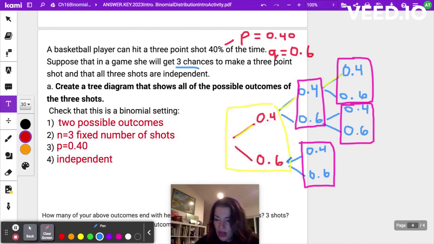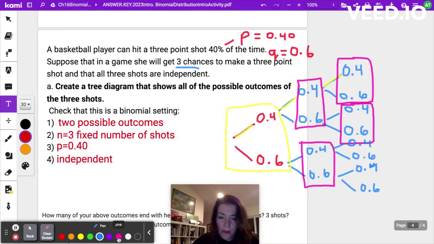So she misses the first shot. If I follow this, that means she makes the second one, and this one will mean she makes the third one, or she could miss the third one. All right, going down here, 0.6 misses a shot. Second shot she misses. She could make the third shot, and she can miss the third shot. So it's either this direction or this direction. So here we have the set of all possible outcomes.